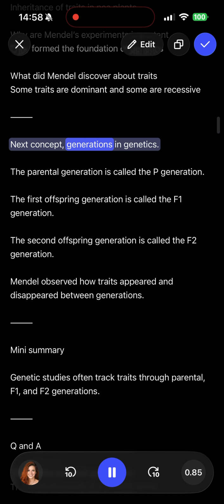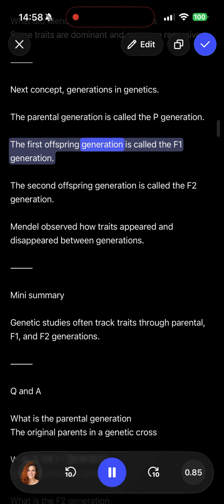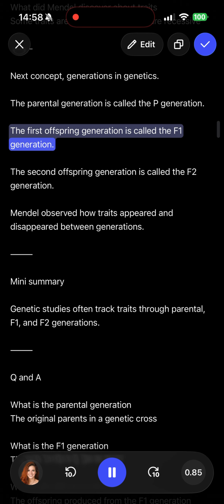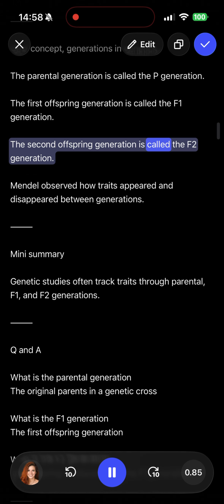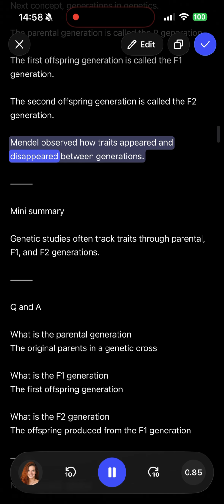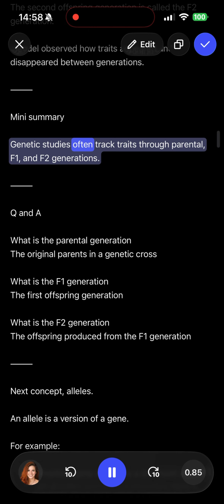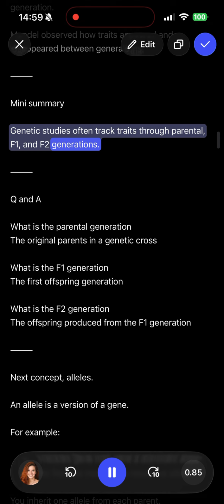Next concept, generations in genetics. The parental generation is called the P generation. The first offspring generation is called the F1 generation. The second offspring generation is called the F2 generation. Mendel observed how traits appeared and disappeared between generations. Mini summary. Genetic studies often track traits through parental, F1, and F2 generations.